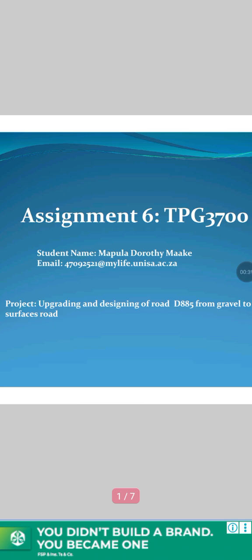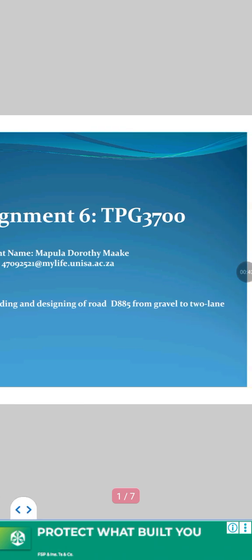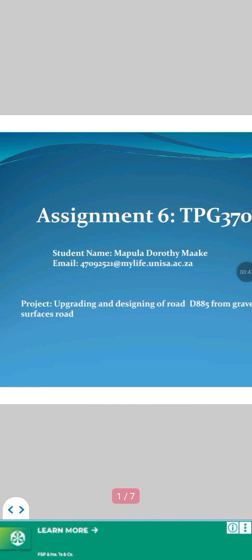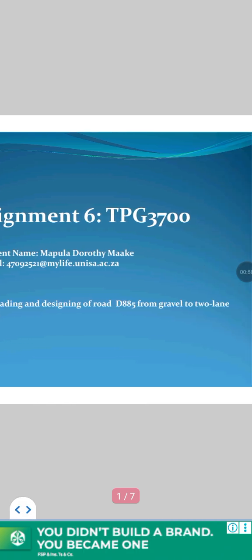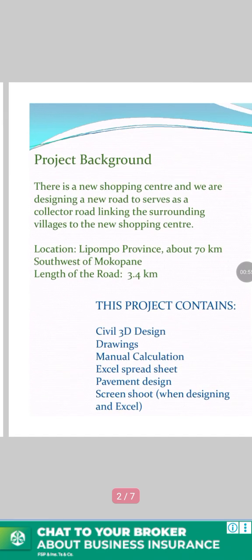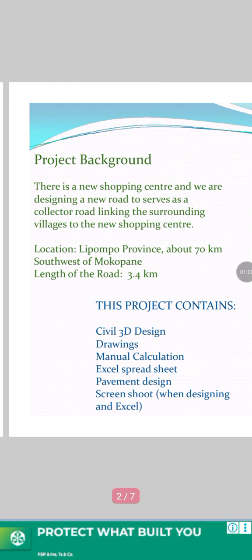So we are actually upgrading a road from gravel to a 2-lane surface road. The road is D885. For the project background, there's a new shopping center, and we are designing a new road to serve as a collector road linking the surrounding villages to the new shopping complex. The road is in Limpopo province, about 70 kilometers southwest of Mokopane, and it is 3.4 kilometers long.